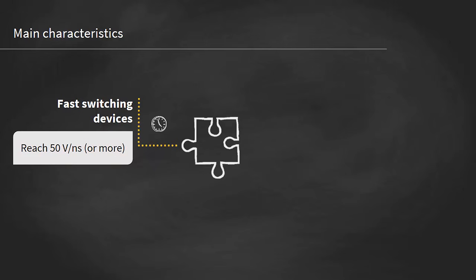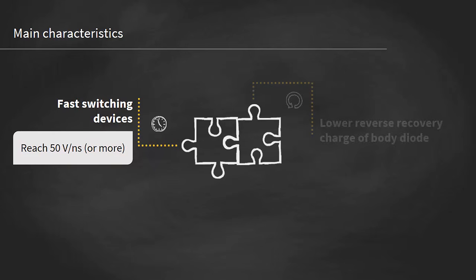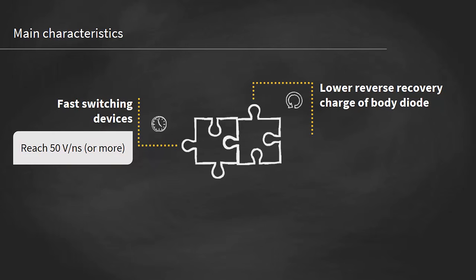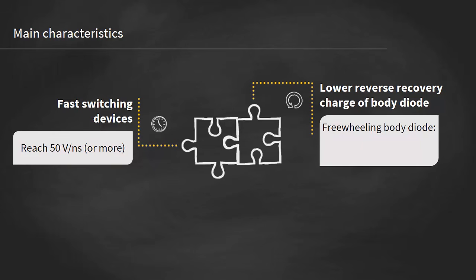Another important characteristic is that the body diode of the silicon carbide MOSFET has a much lower reverse recovery charge compared to conventional silicon diodes, due to a freewheeling body diode with little reverse recovery charge. Nevertheless, the body diode's forward voltage is quite high when compared to silicon diodes.